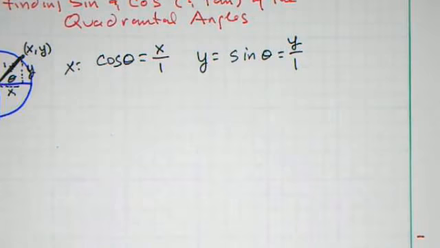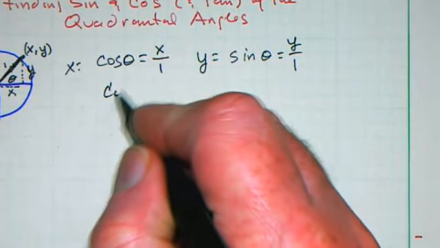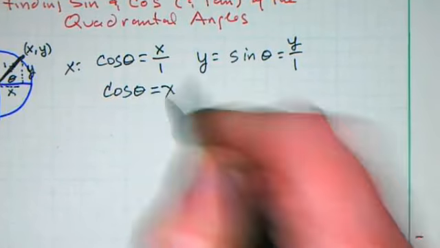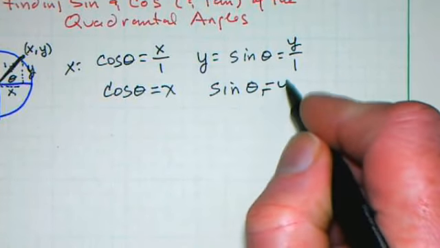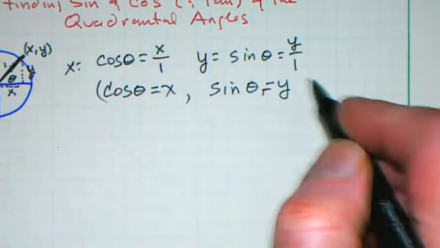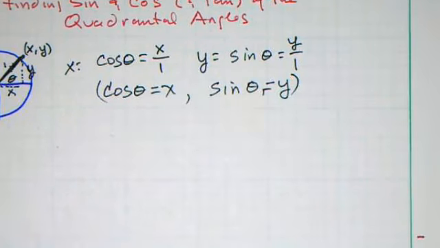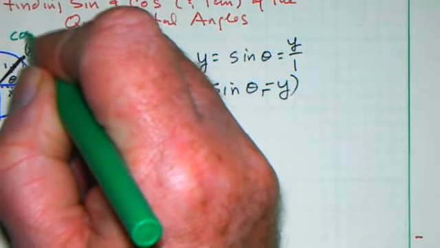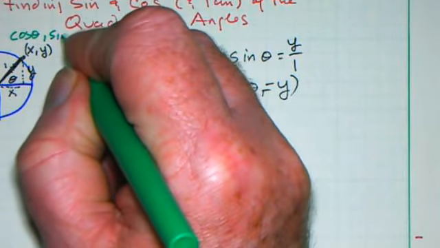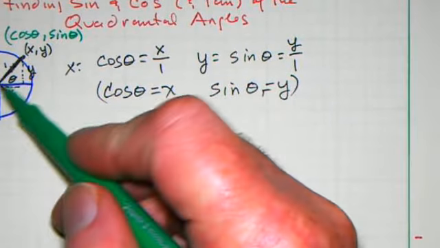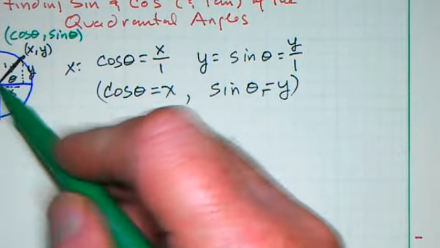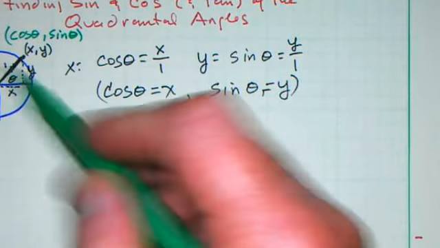When I multiply both sides by 1, I get that the cosine of theta is the x coordinate, and the sine of theta is the y coordinate. So if I come back up here and I label these 2 points on the circle, the x coordinate is given by the cosine of the central angle, and the y coordinate is given by the sine of the central angle. And this is just a general right triangle. This idea works for any triangle anywhere around the circle.